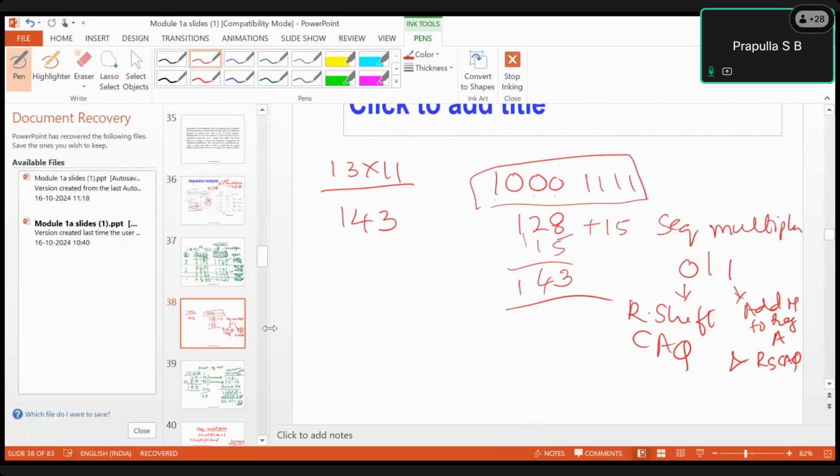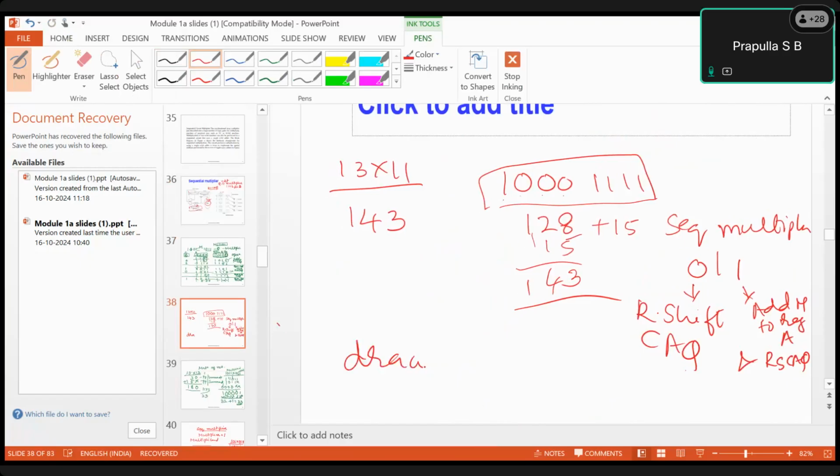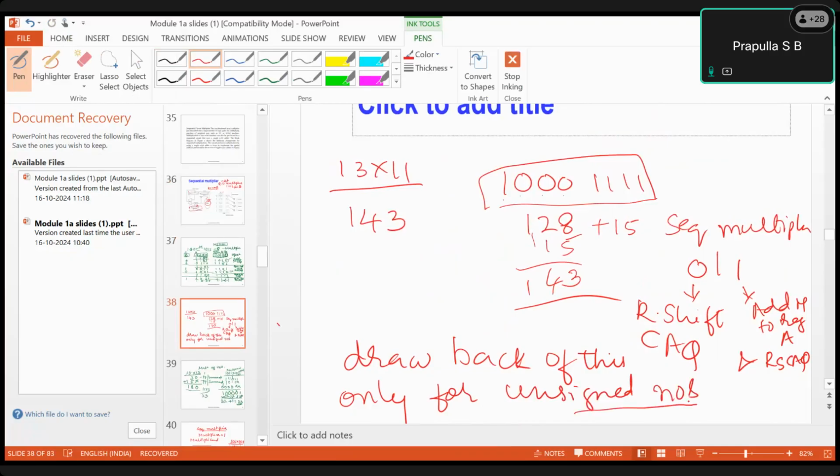But what is the drawback of this? This is suitable only for unsigned numbers, that is, positive numbers. We cannot use it for signed numbers. That is, when we have negative numbers, we cannot use this technique. So this is ruled out for signed numbers, and we go for Booth's algorithm. Otherwise, for positive or unsigned numbers, this sequential multiplier is a suitable technique.